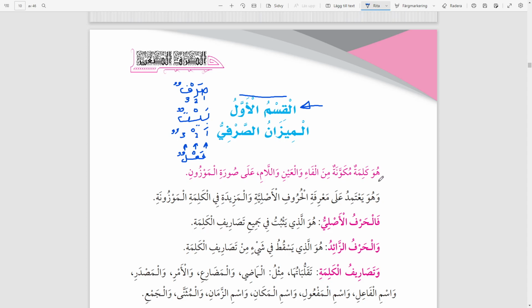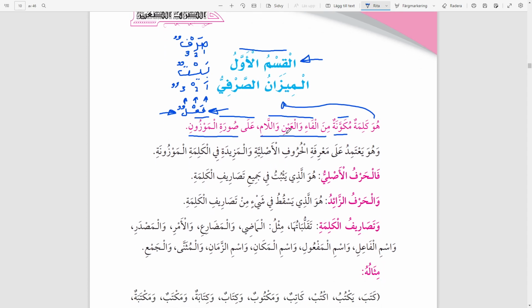So the author goes هو يعني الميزان الصرفي كلمة مكونة, it is a word that is built up of من الفاء والعين واللام على صورة الموزون. So it is a word that is built up from الفاء والعين واللام in the image or shape of the موزون, what is being analyzed or patternized. So this is the actual الوزن or الوزن الصرفي or الميزان الصرفي. So that's it. That's the pattern. الميزان الصرفي in this meaning is the actual pattern.